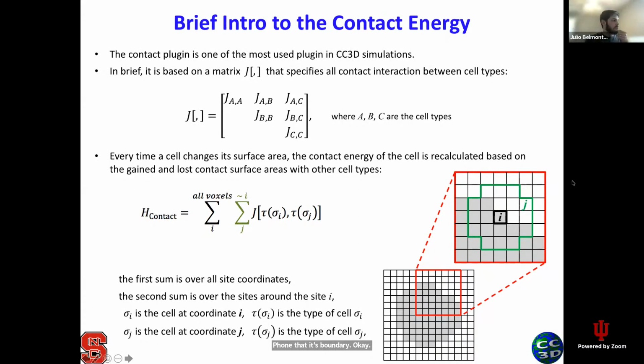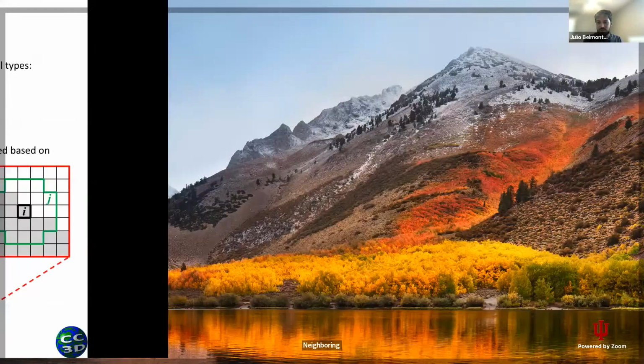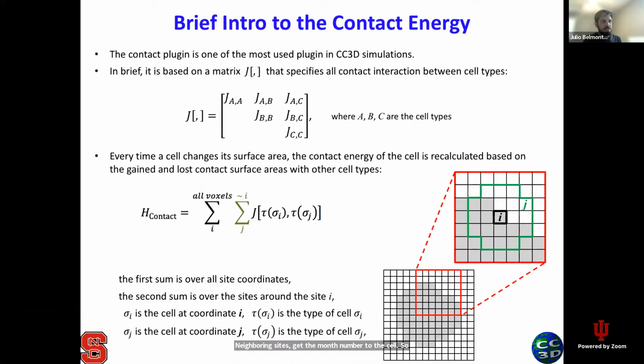Okay. So again, the first sum is over all site coordinates belonging to the cell, and the second is over all the sites around site I. Okay, so that is how it happens. You do this for all the sites. You take a site yourself, and you sum up the energy with all the neighboring sites that do not belong to the cell. So that's how it goes. Okay.